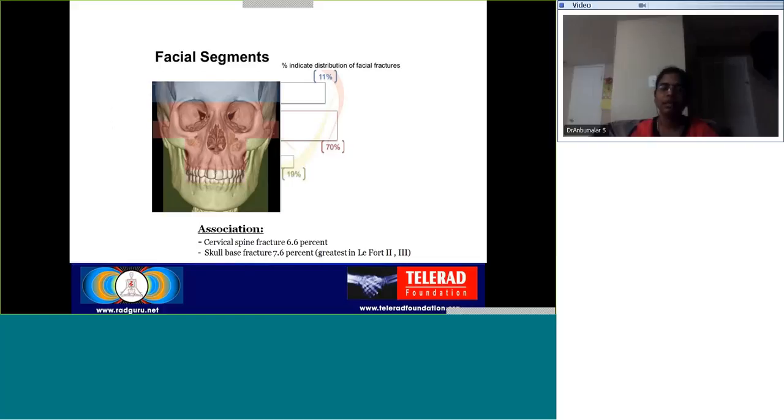So in the face, we have 3 segments. The upper 1/3 extends from the forehead to the upper margin, that is the supraorbital margin. This is the upper third of the face, and from the supraorbital margin to the level of the alveolar margin is the middle third, and below which, including the mandible, is the lower third. Most of the fractures occur in the middle face component, and these fractures are associated with cervical spine fractures and skull base fractures, especially in association with Le Fort 2 and 3.